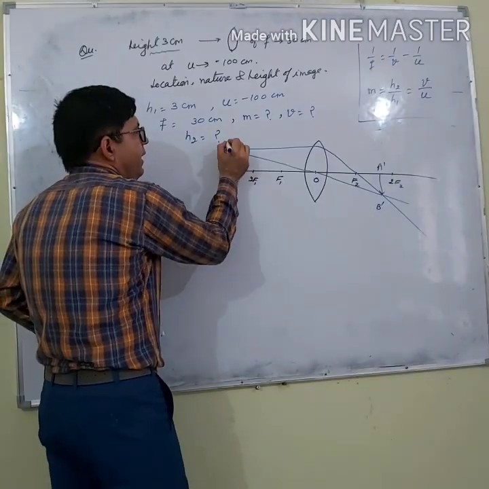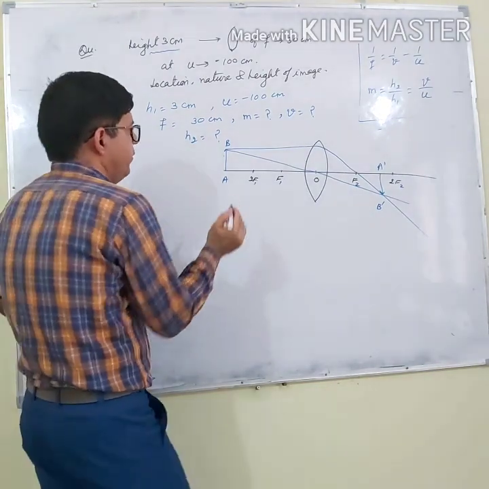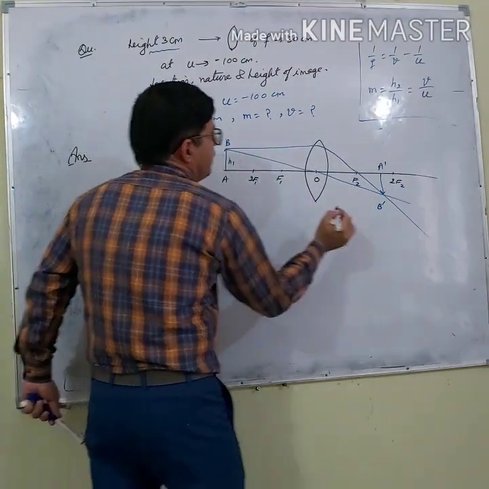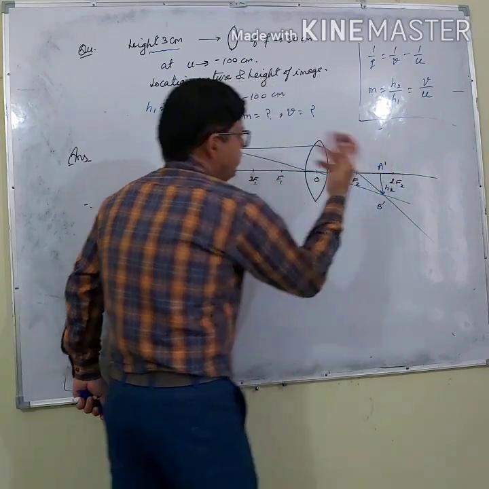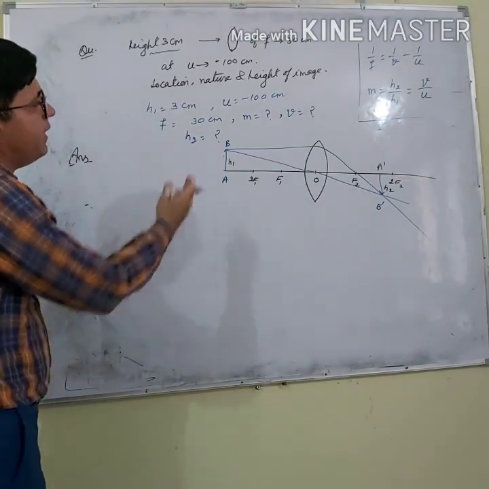This object is AB. Let us say this is H1, this one is H2. So let's take it out. H1 is here 3 centimeter, u is here 100 centimeter.